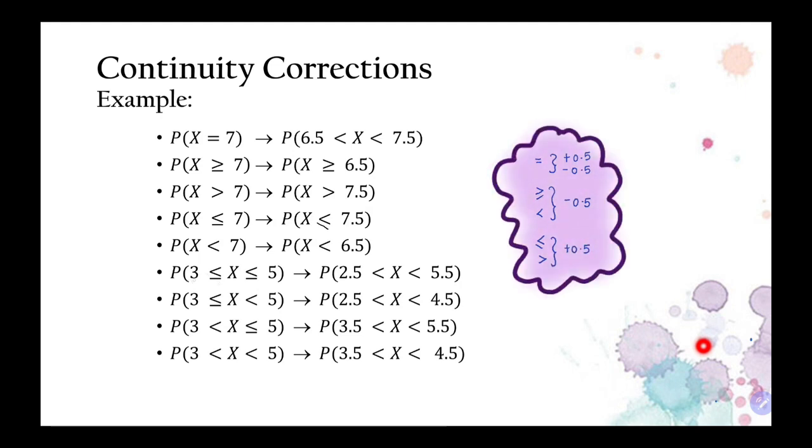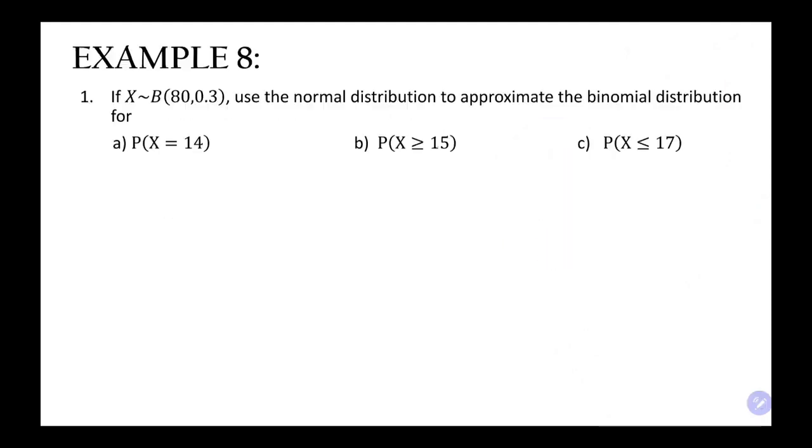Next example, we have between 3 until 5 and both are included. We read from X greater than or equal. Greater than or equal, we minus 0.5. That's why we get 2.5. And this one X less than or equal to 5. Less than or equal, we plus 0.5. That's why we get 5.5. And so on. To make you understand how to use this continuity correction, we look at example 8 number 1.